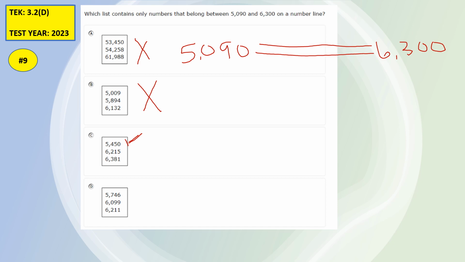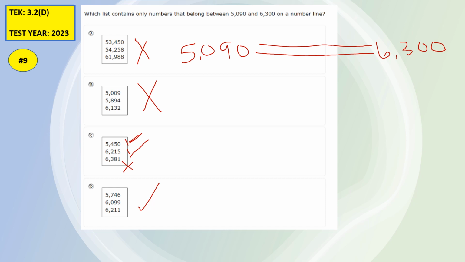The second number is 6,215. I'm getting excited because that number would be between 5,090 and 6,300. Let's look at the third number in the list. 6,381. That's not going to work. That number is going to be after 6,300. Answer choice C is not it, but that means that it has to be D. It's the only answer left. So it's D.